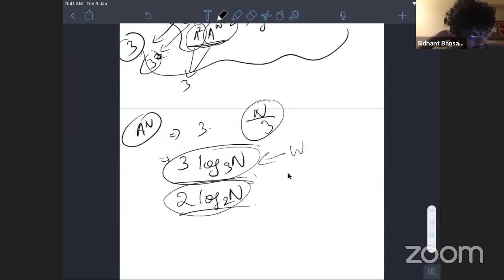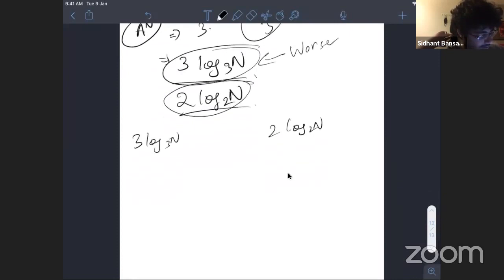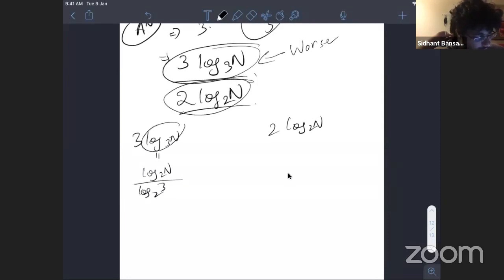And this is worse. The comparison is simple. Pick 3 log n base 3 here, 2 log n base 2 here. Now you need to know some logarithm properties. For example, this thing is going to be written as log n base 2 upon log 3 base 2. It's the same. So this thing versus 2 log n base 2.